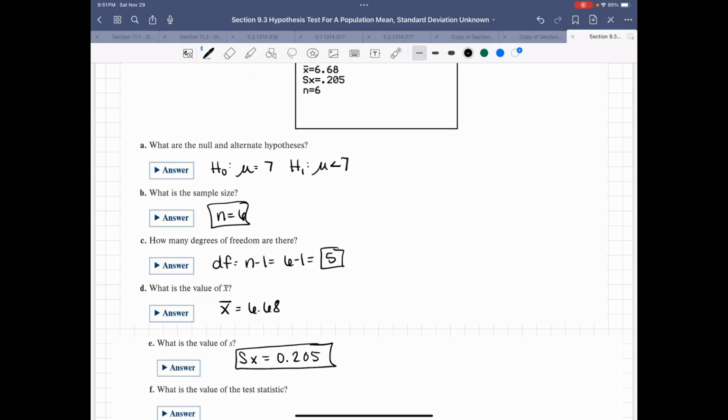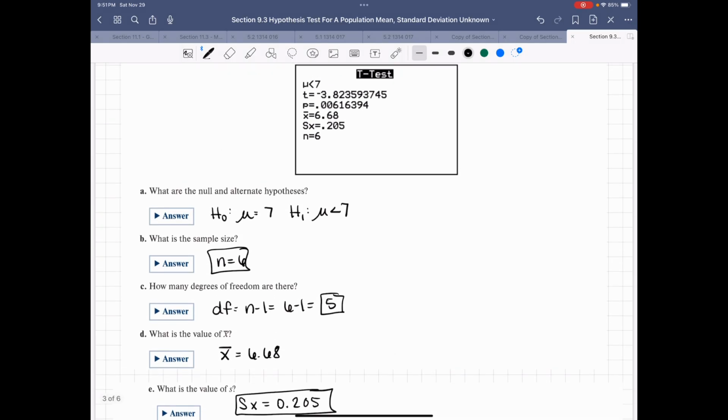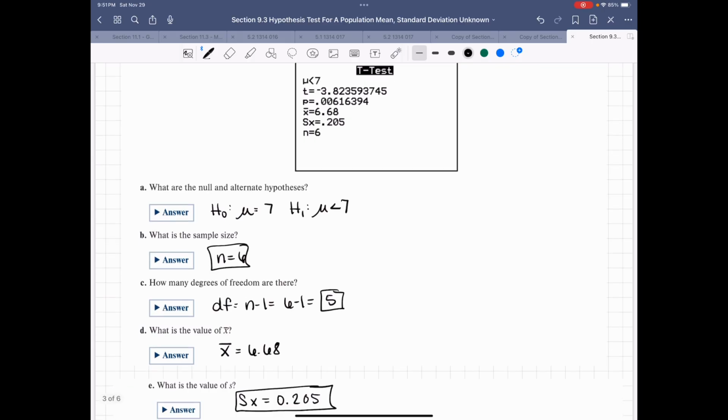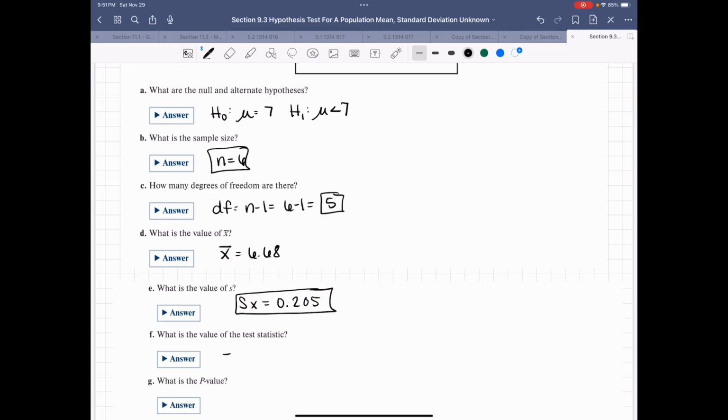Okay. What is the value of the test statistic? Make sure you write that out completely. Since they did print that out, they do like you to write that out completely, which gives me negative 3.823,593,745.